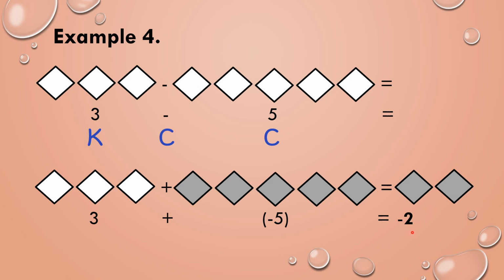Bakit naging negative 2? Since magkaiba ang sign ng dalawang numbers, ang 3 ay positive at ang 5 ay negative, iyon po ay ating ima-minus or isusubtract. And then, since ang 5 ay mas malaki sa 3 at ang sign ng 5 ay negative, kokopyahin natin yung sign ng mas malaking number or copy the sign of the bigger number. So, since 5 is the bigger number and 5 is negative, therefore, the answer must be negative. So, 3 plus negative 5 is equal to negative 2.